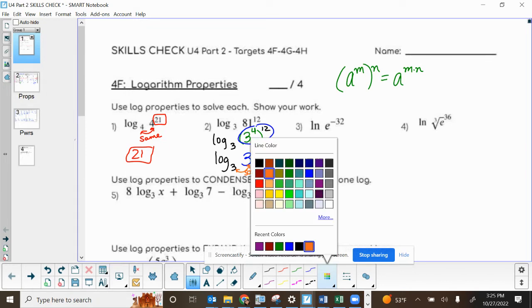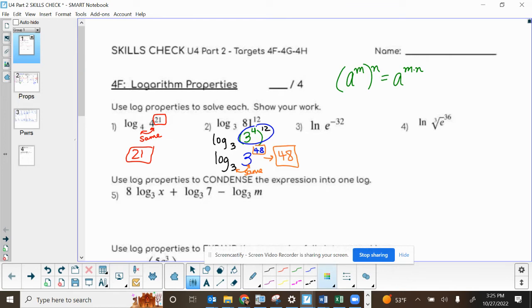For number 3, I can rewrite natural log, ln, as log base e. And then again, I have the same base. So that's really nice. And so then my answer is just negative 32. Notice I'm making it really clear what my answer is.